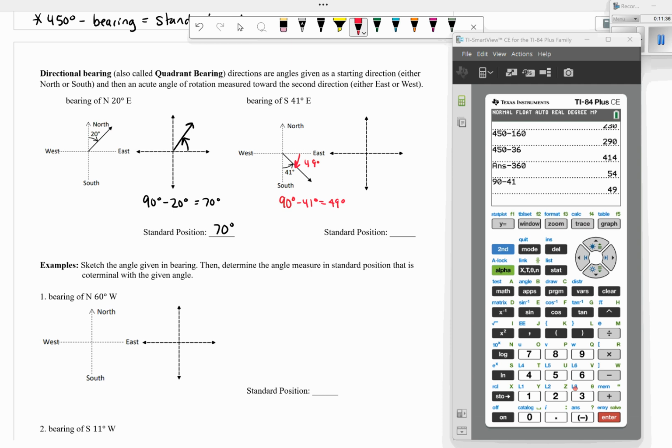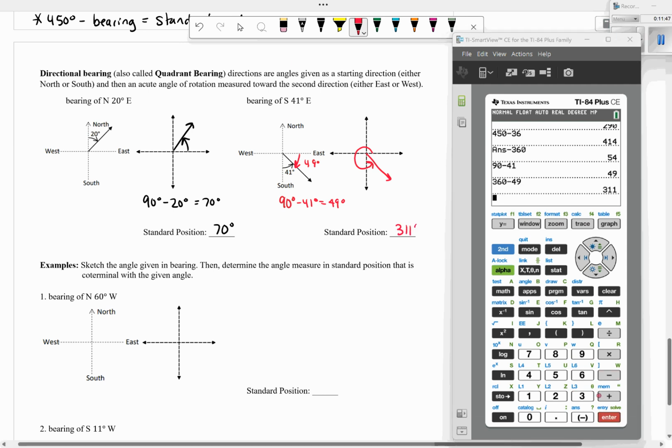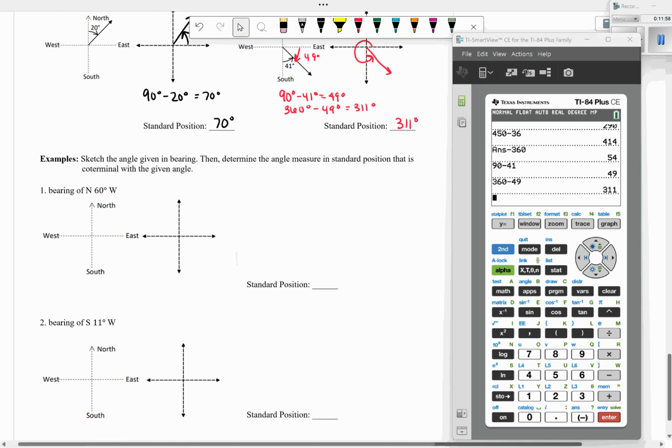So we're using 49 degrees as a reference angle, which is a positive acute angle. So if that's 49 degrees, remember then all the way around from here to here would be then 360 minus that 49, which gives me 311 degrees for the standard position.